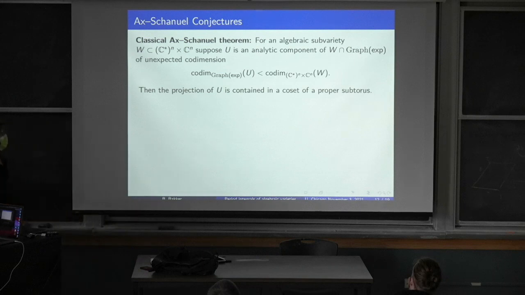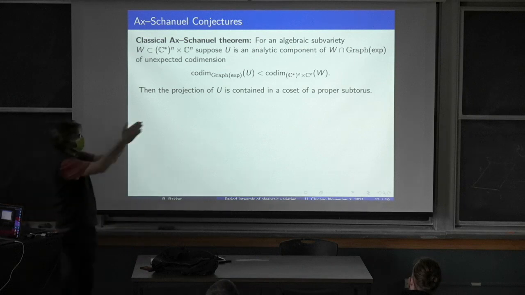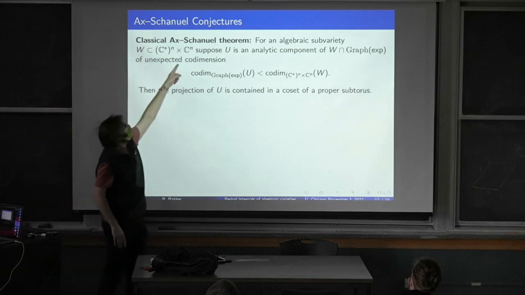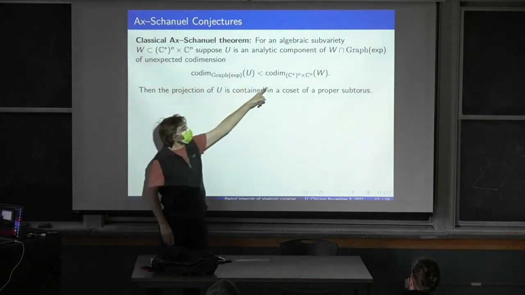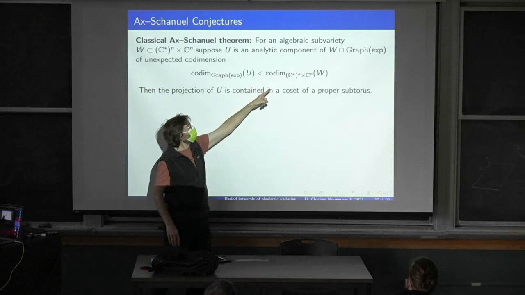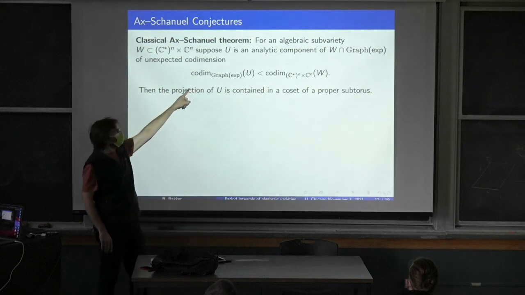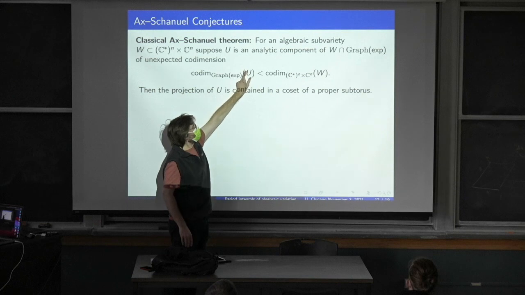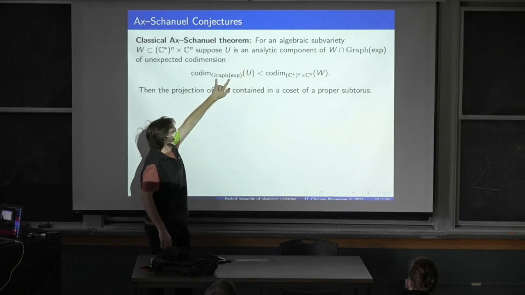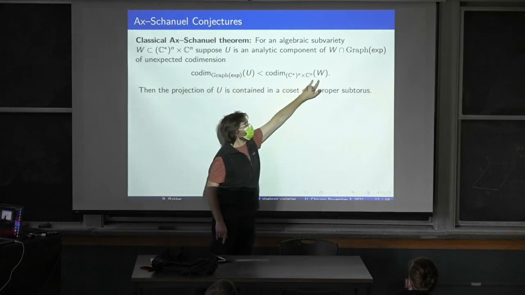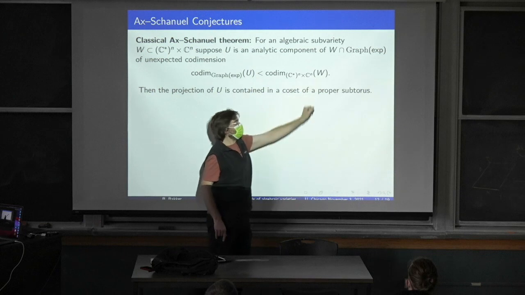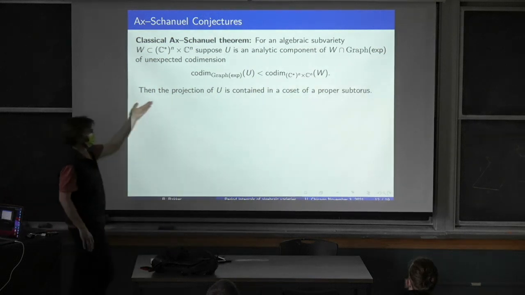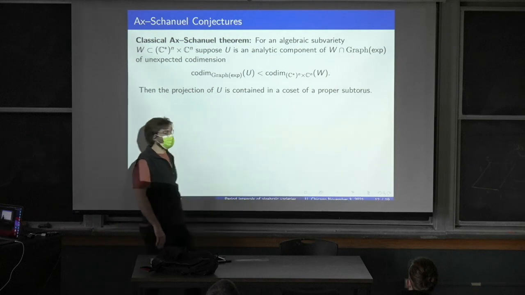Here's a third way to think of it. We're getting sort of increasingly geometric. So take an algebraic subvariety of this product, and suppose we take some intersection with the graph of the exponential, which has unexpected codimension. In other words, the codimension of the intersection in the graph is smaller than you would expect naively by just cutting down by W. Then there has to be some reason for that. And the reason is that it's contained in the coset of a proper subset.